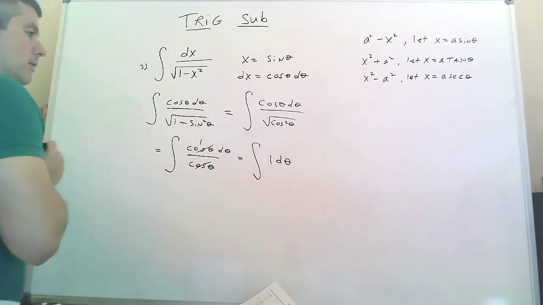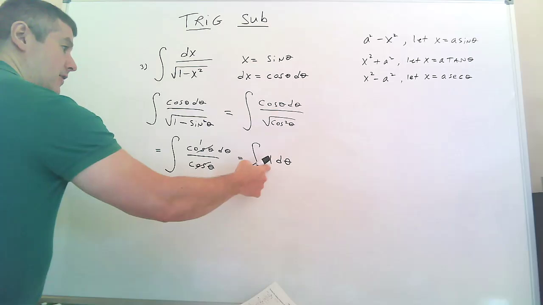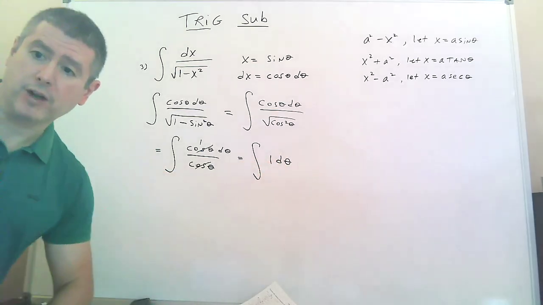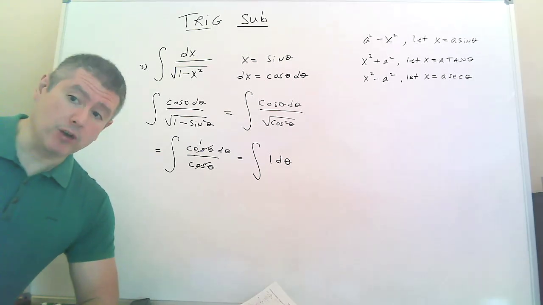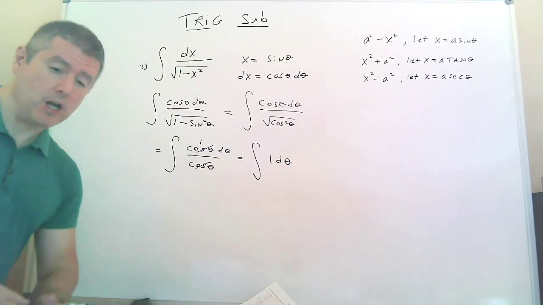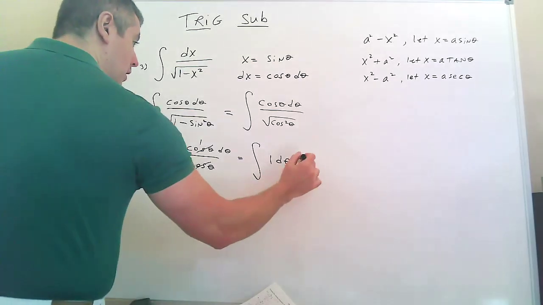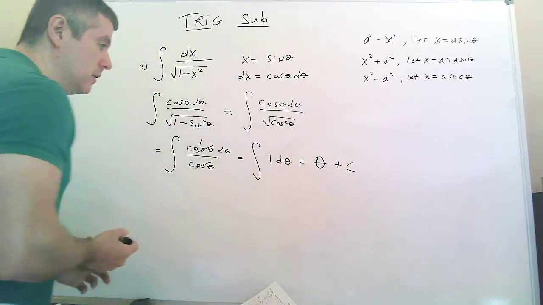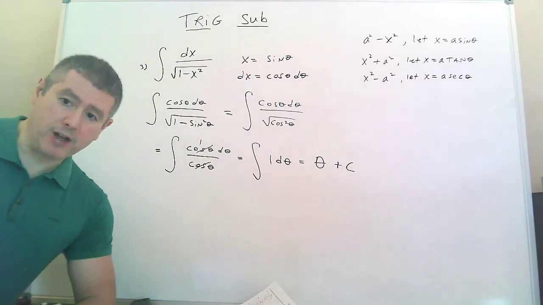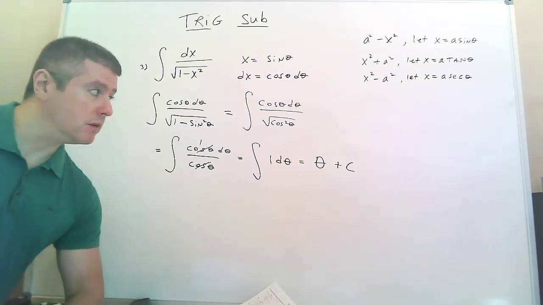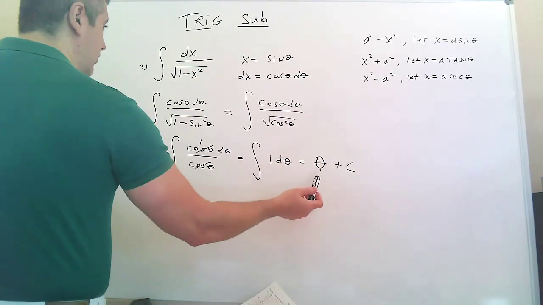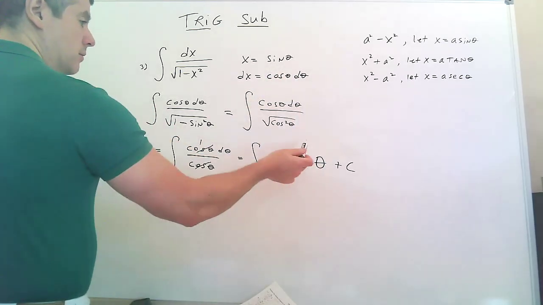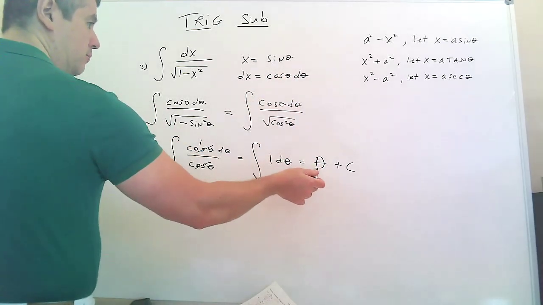Okay. Now, if this had just been x, if this was the integral of 1 dx, then it would just be x, right? The derivative of x is 1. Here, though, you're integrating with respect to theta. We don't have x anymore. So this is just theta plus c. If you take the derivative of theta, you get 1. It's just like an x. Treat it like an x. It's still a variable.